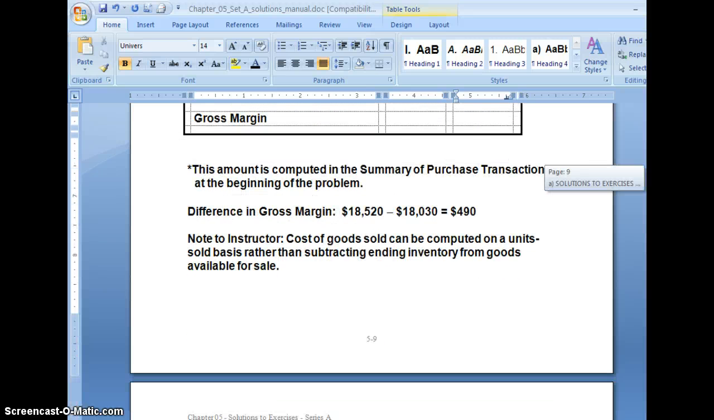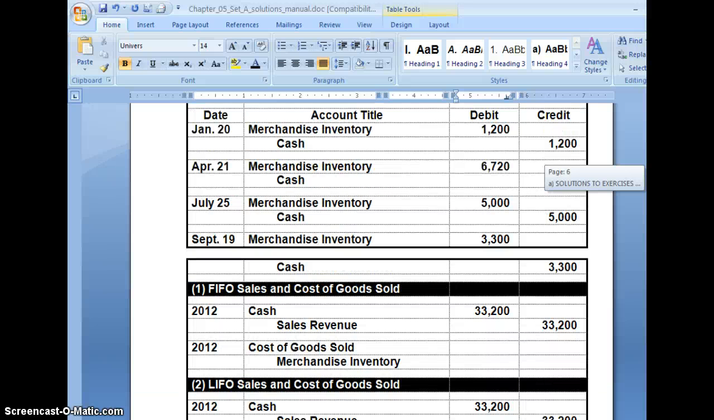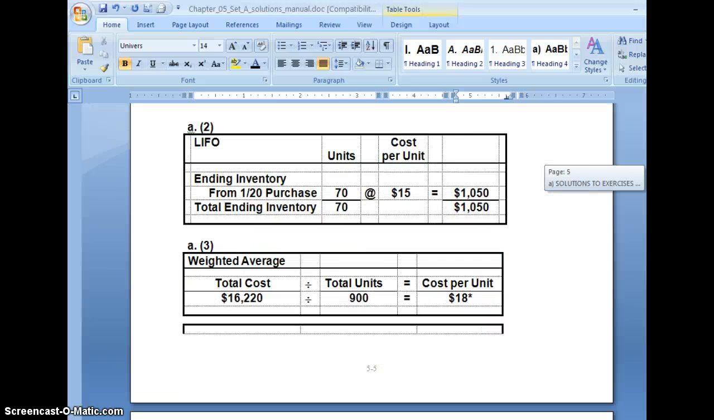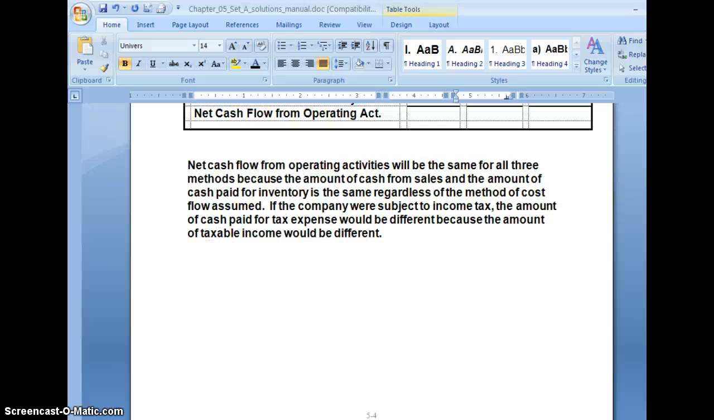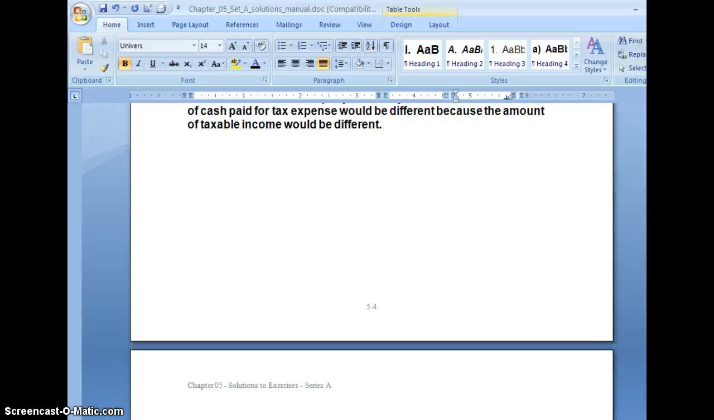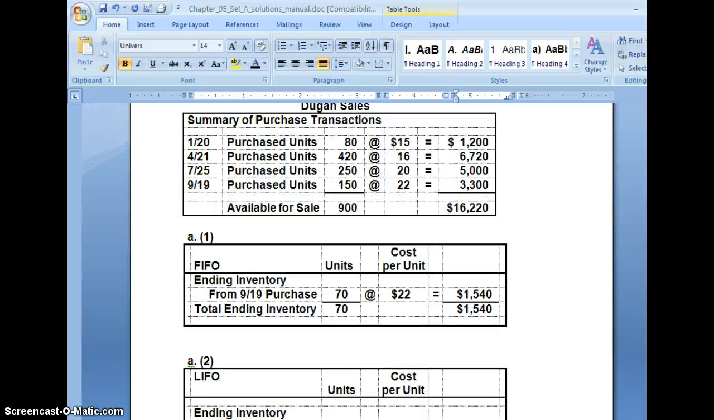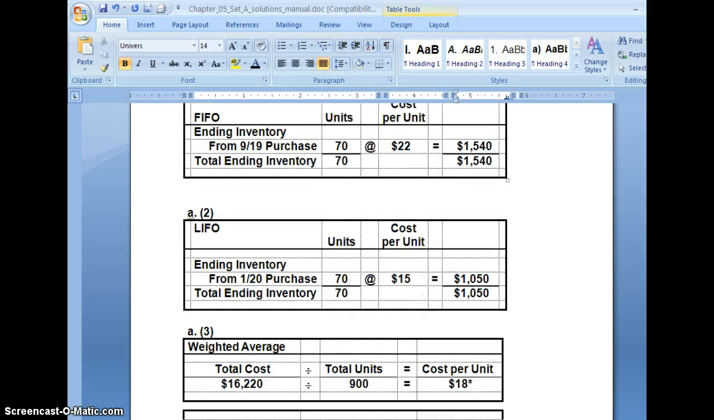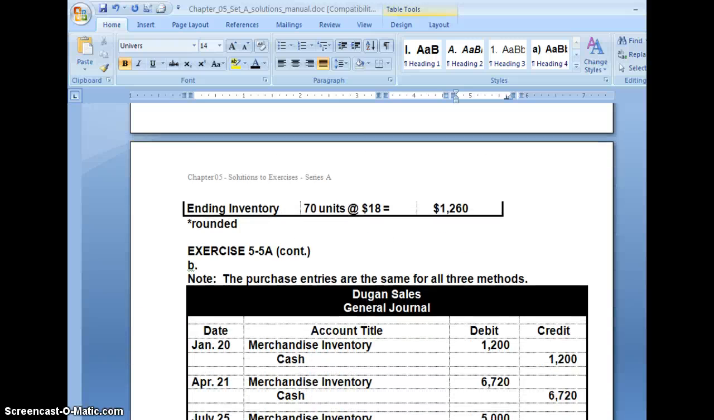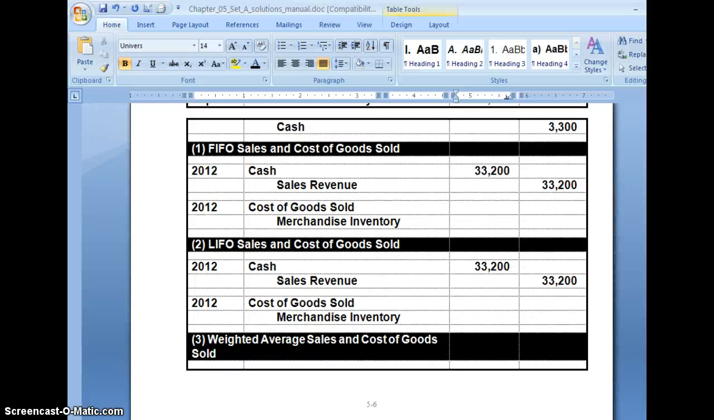Then we have to look at weighted average. And with weighted average, all you're doing is you're adding up, just like the previous one with weighted average, right here. You're adding up all these inventory items, a total cost of inventory, 16,000, and dividing it by 900. So that's what you're doing right there, and that is how to get through the exercise.